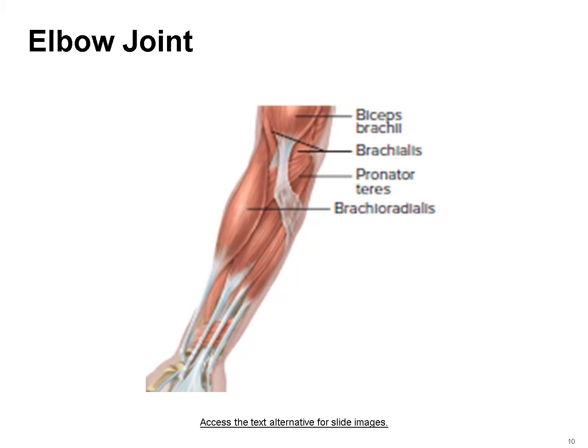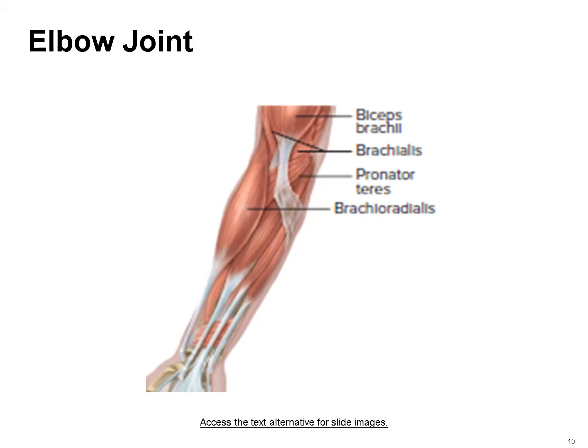What are the three muscles located on the front of the arm? These are the biceps brachii, brachialis, and brachioradialis. Now, let's explore the movements associated with each of these muscles. Biceps brachii is primarily responsible for elbow flexion, bending the arm at the elbow. It also assists in forearm supination, which is the movement that turns the palm upward.